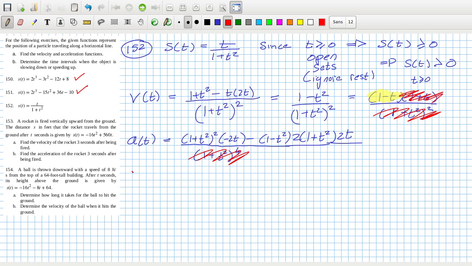So a simplified velocity function, I'll call it velocity, what could I call it? An alternative velocity. Not the correct velocity, but at least the correct sign. And likewise, an alternative acceleration.